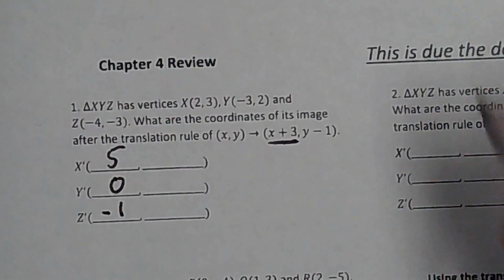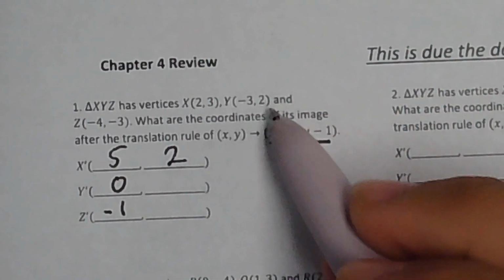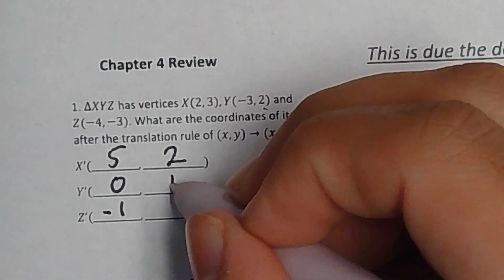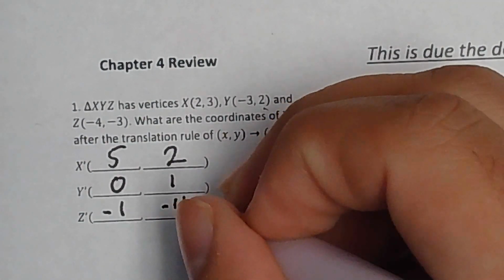Okay, for my y values, I'm going to subtract 1. So 3 minus 1 is 2. 2 minus 1 is 1. And negative 3 minus 1 is negative 4.